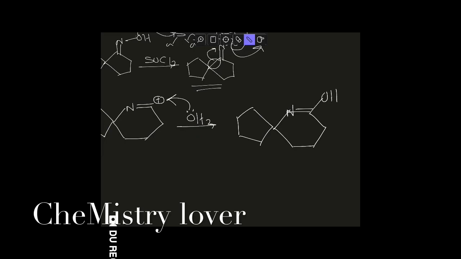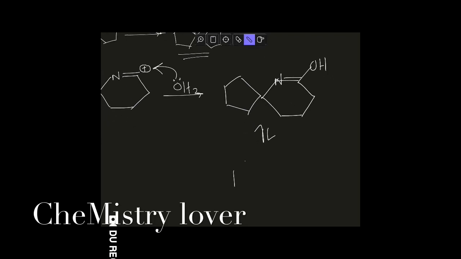Now tautomerism will take place like this. You can see this tautomerism will take place, and this nitrogen will take one hydrogen. Here you will have the carbonyl group. So this is one product, and this is the product of Beckmann rearrangement.